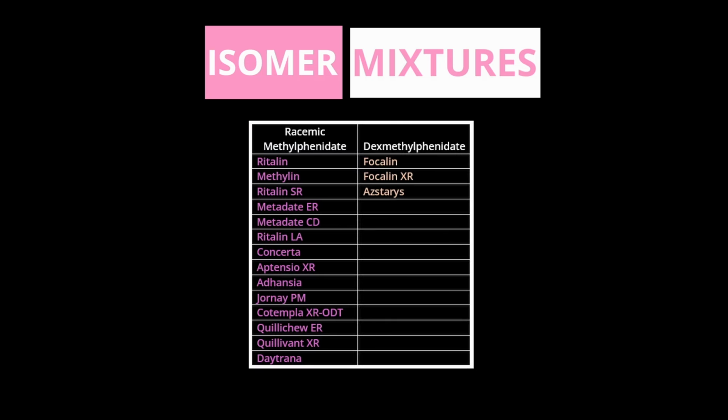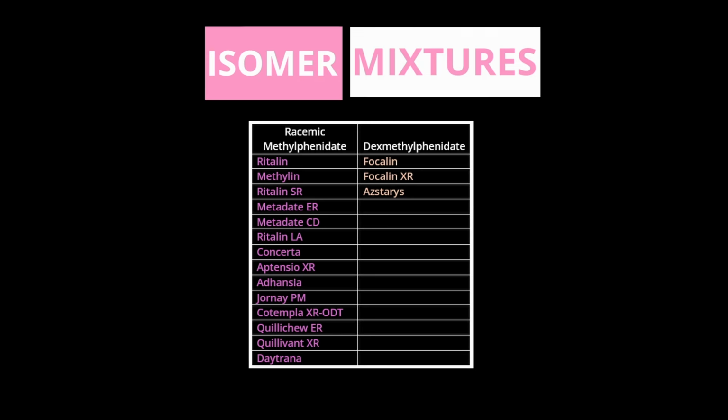Then when we look at the methylphenidate brand names and their isomer compositions, the first composition would just be a racemic mixture of methylphenidate. This includes Ritalin, Methylin, Ritalin SR, Metadate ER and CD, Ritalin LA, Concerta, Aptensio XR, Adhansia, Jornay PM, Cotempla XR-ODT, QuilliChew ER, Quillivant XR, and Daytrana. Again, we'll learn the differences in the next section. Then there are the formulations that come as just dexmethylphenidate. That includes Focalin, Focalin XR, and Azstarys.